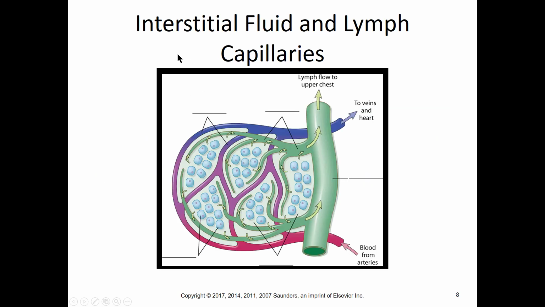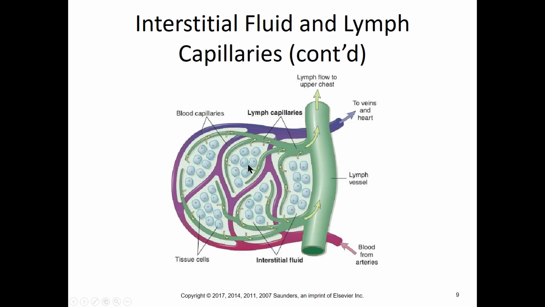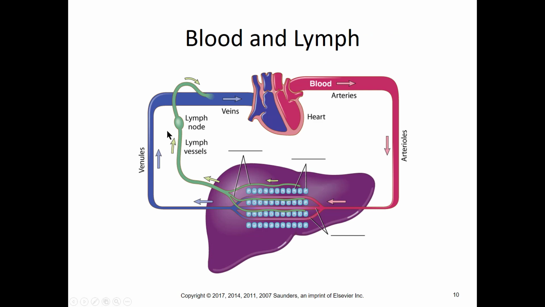Here is the diagram of lymph flow to the upper chest, blood coming from the arteries. So you see at the capillary level, the lymph is being reabsorbed back into the lymphatic channels, and it's kind of like debris that's been taken out from the cells. It's called interstitial fluid and lymph capillaries. Those are the ones that absorb all that gunk back into the circulation. Here's more of the same. So here's the same depicting how the gunk is being absorbed from the liver.